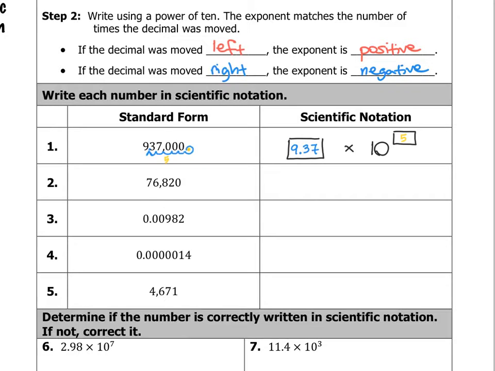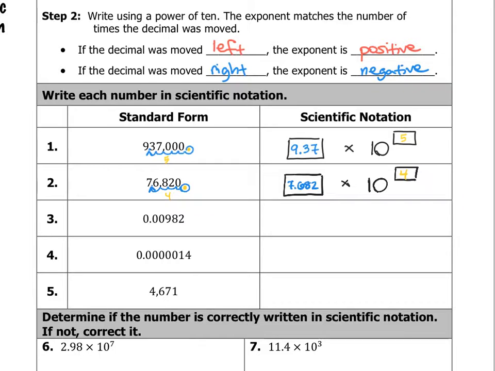You know from your exponents video that 10 to the 5th power is 10 times itself 5 times. So if you multiply 10 by itself 5 times on a calculator and then took that times 9.37, you would get the answer, 937,000. All right, the next one. We have 76,820. Again, you know this is a large number, so your exponent is going to be positive. So your decimal point is here. We need to move this decimal point to the left, and let's count the number of spaces. 1, 2, 3, 4 spaces for this one. That's going to give us 7.682. And since we moved it 4 spaces, that's to the 4th power.